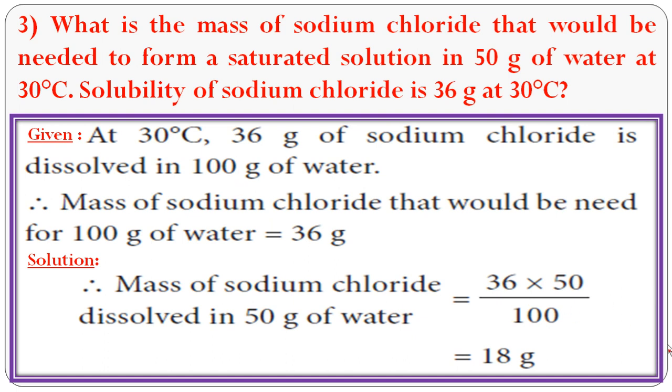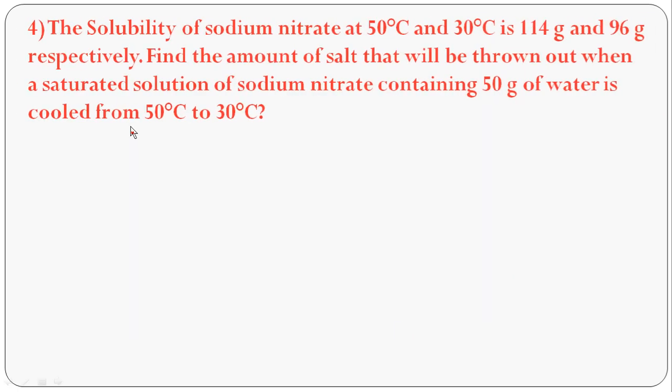0, 0 cancel, and you have to cancel 5 and 10, means 36 by 2, that is equal to 18 gram. This is the mass of sodium chloride that is dissolved in 50 gram of water, that is equal to 18 gram. Now come to the fourth problem.